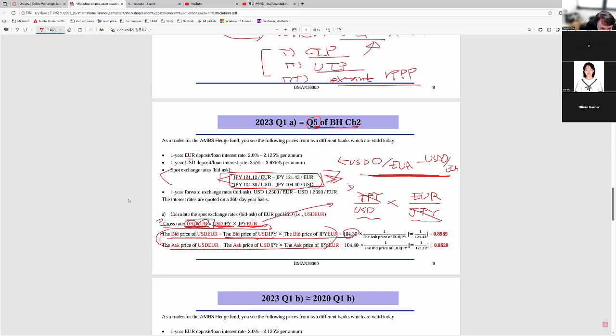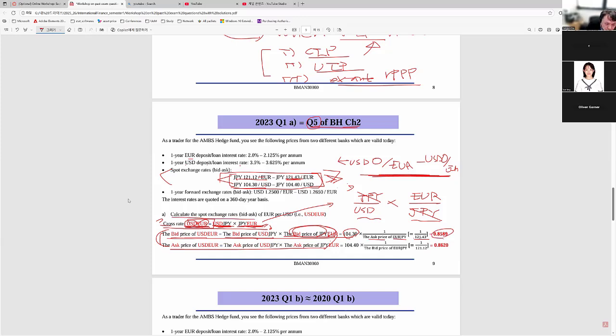And we need to know the bid price of JPY EUR. Unfortunately, you don't have the bid price of JPY EUR here. However, you have the reciprocal. So the bid price of JPY EUR is the reciprocal, 1 divided by the ask price of EUR JPY. You already learned this one in topic 1. So instead of this one, you can write down 1 divided by the ask rate of this. By multiplying these two, you can get this number. So that's question A.